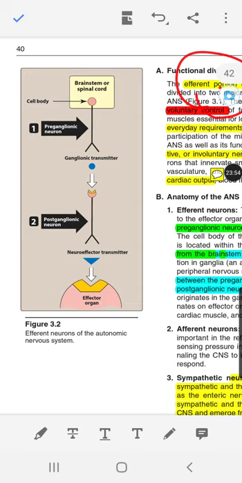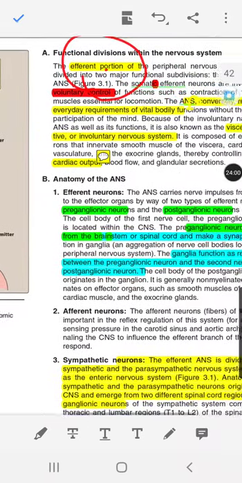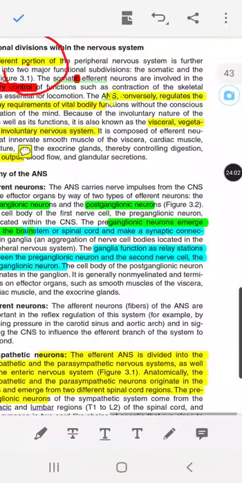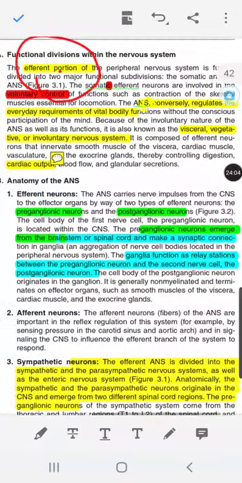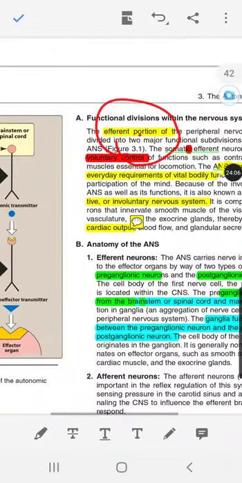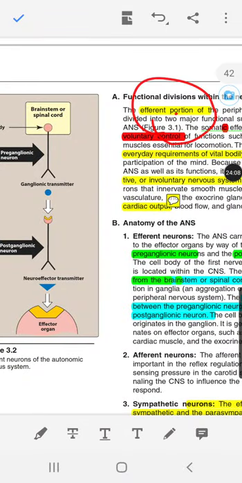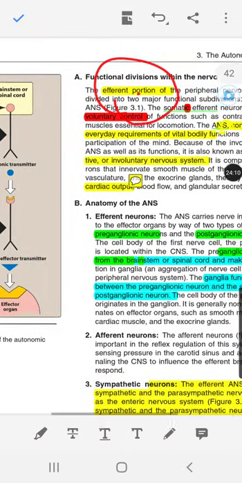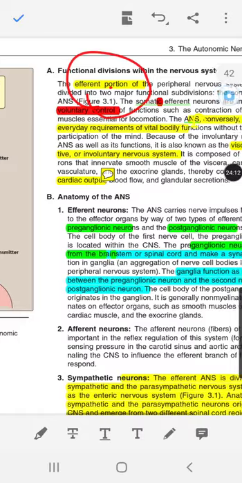And with the help of the preganglionic neurons, these preganglionic neurons make a synaptic connection in the ganglia. And what is the ganglia? The aggregation of the cell bodies.